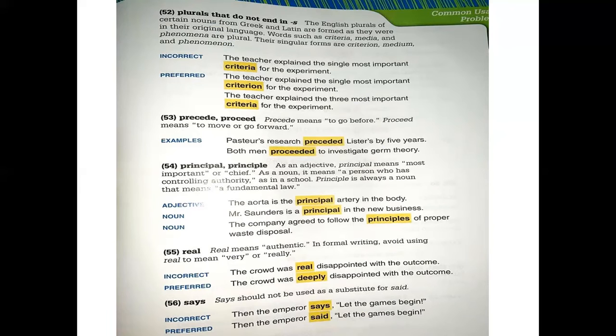Number 53, precede and proceed. Precede means to go before something. Okay? And proceed means to move or go forward. To go before something means that your father preceded you, like he is your predecessor. So he is before you. For example, if something is happening before the other thing, Ramadan preceded the Eid. So this is how it goes before Eid, okay?